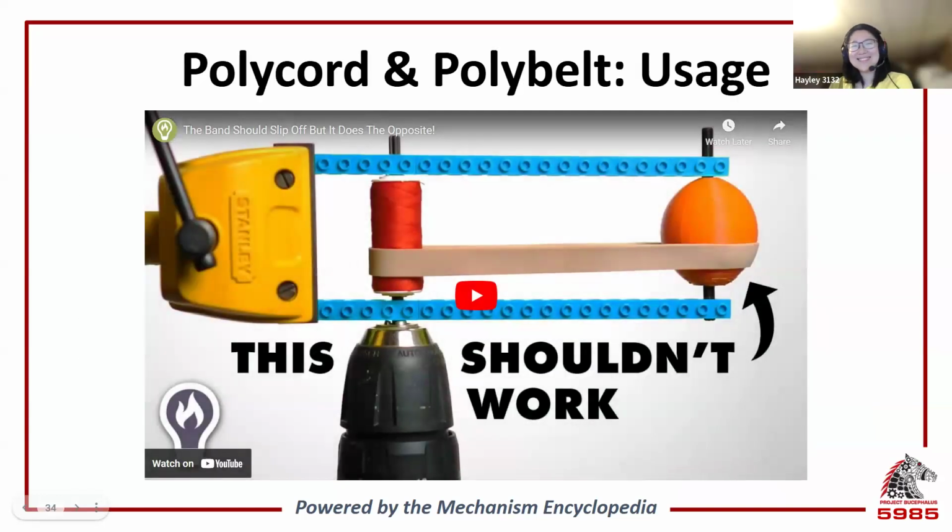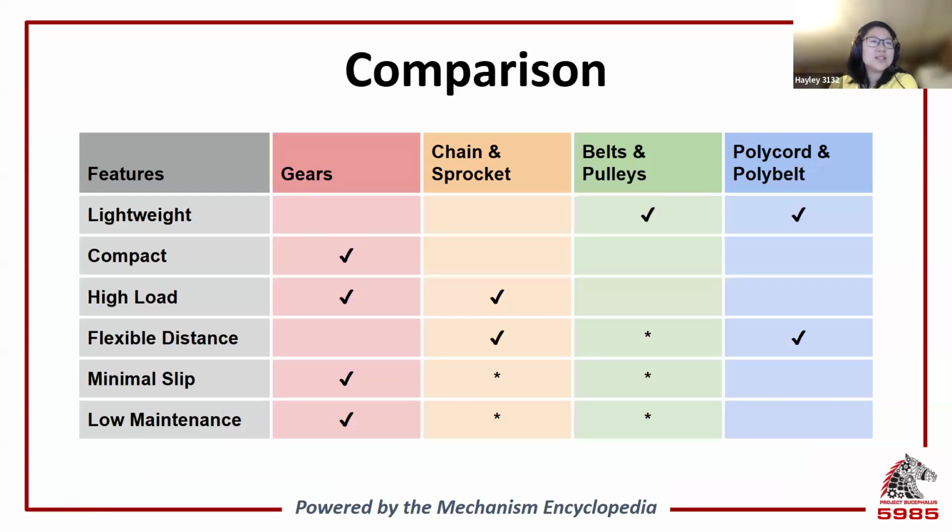So now that we have a thorough understanding of each of the primary methods of power transmission, we can compare them more closely. Just before we go into this slide, we had a question in the chat asking when we would use a double-sided belt.